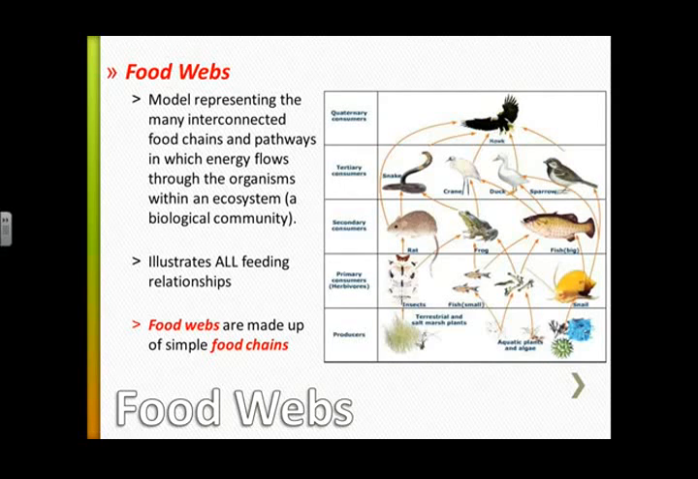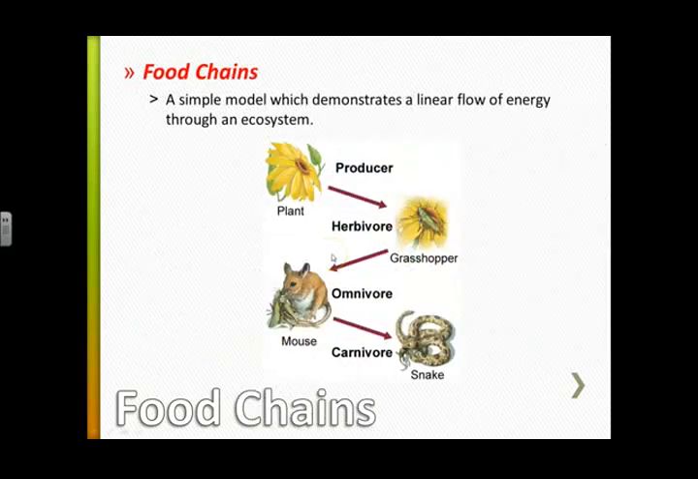And in a food web, once all of these organisms die, they are going to be decomposed by our decomposers. So they all link back to the decomposers in the end. And you can see that our arrows are showing where the energy is going. We have our energy from our grass going to the insects, which is why the arrow is going upwards. Once again, a food chain is a simple model which demonstrates a linear flow through an ecosystem, where we're just going from one to the other, from plant to grasshopper to mouse to snake, nothing else entering in there.